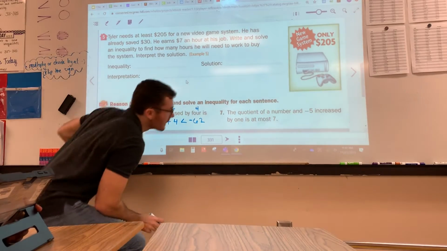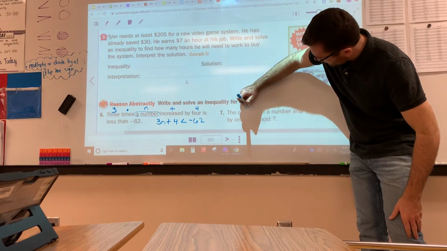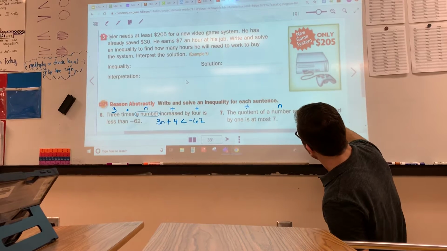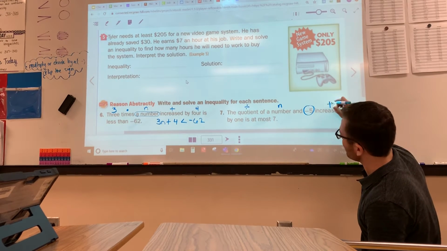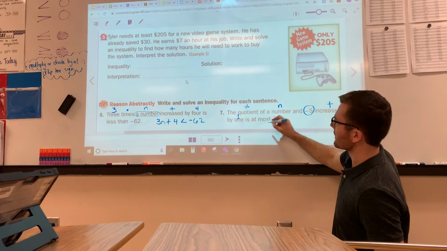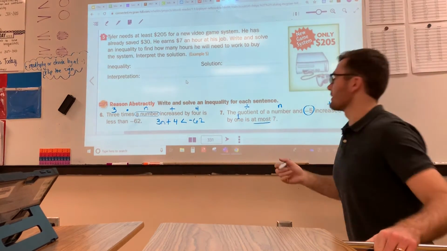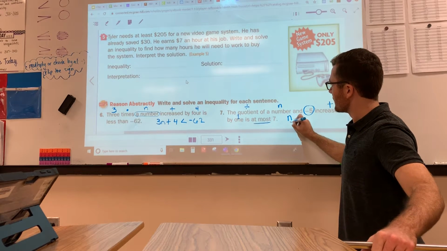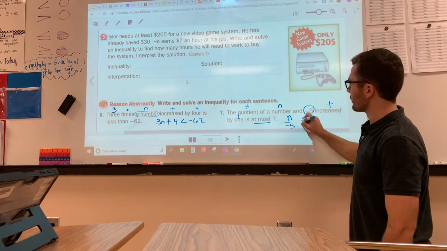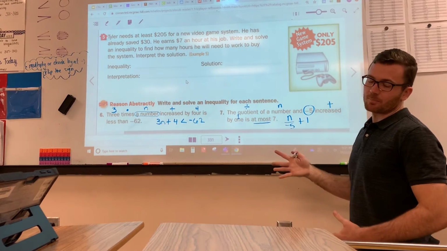Okay. Let's try that again for number 7. It says the quotient of, I know quotient means answer to a division problem. A number and 5 is increased by 1 is at most 7. So this one's a little bit tricky. We've seen division as a fraction, so I'm going to write it as a fraction. N divided by negative 5 is increased by 1, and this is at most 7.